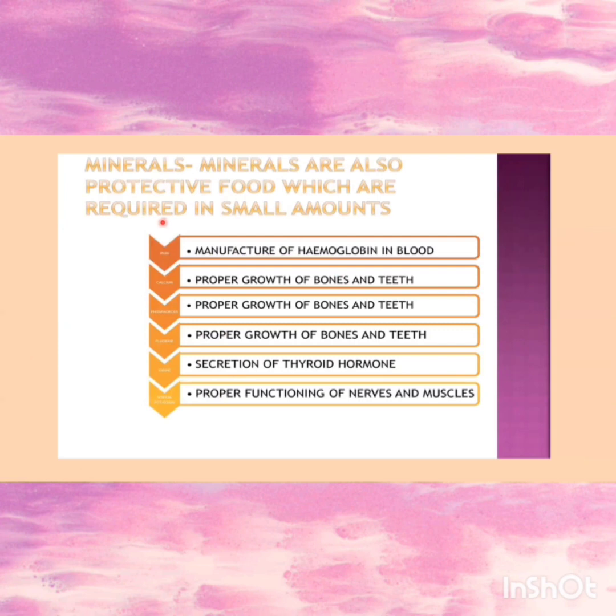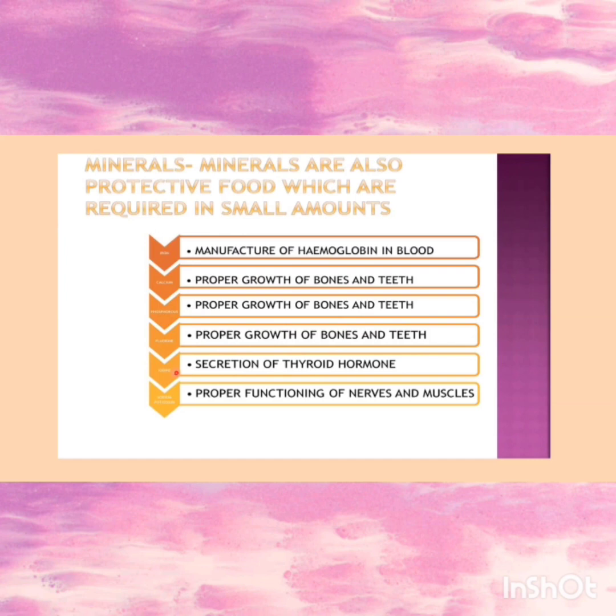Children, minerals are also known as protective food, which are required in small amounts. Which kind of minerals? You can see iron, calcium, phosphorus, fluorine, iodine, sodium and potassium. Iron, manufacture of hemoglobin in blood. Calcium, proper growth of bones and teeth. Phosphorus is essential for proper growth of bones and teeth. Fluorine is also essential for proper growth of bones and teeth.